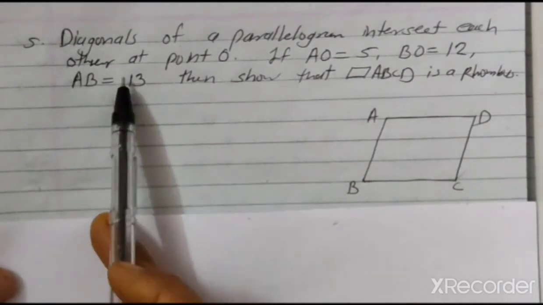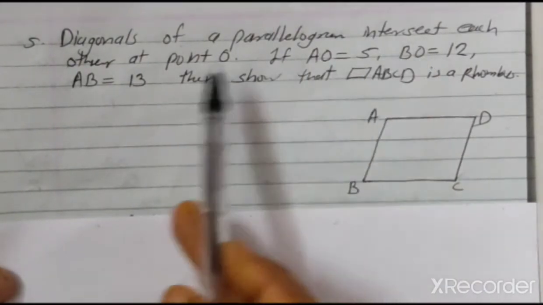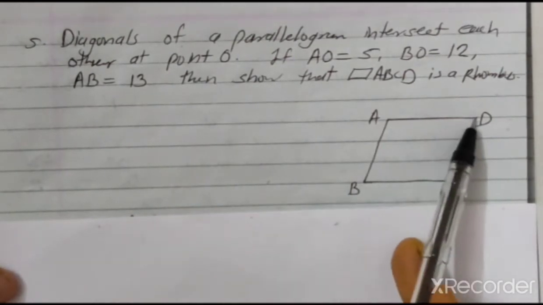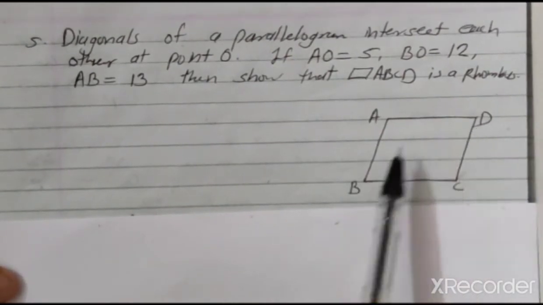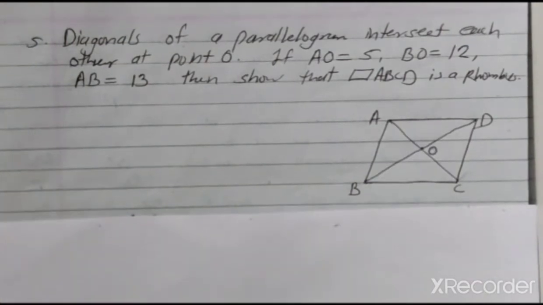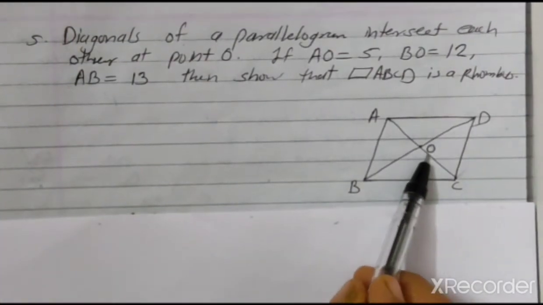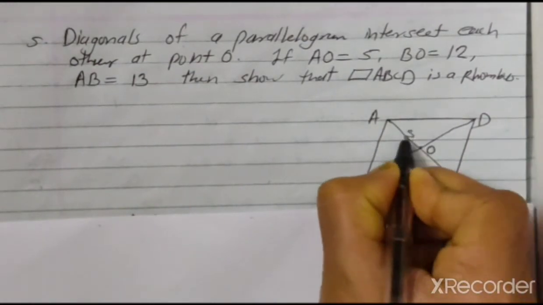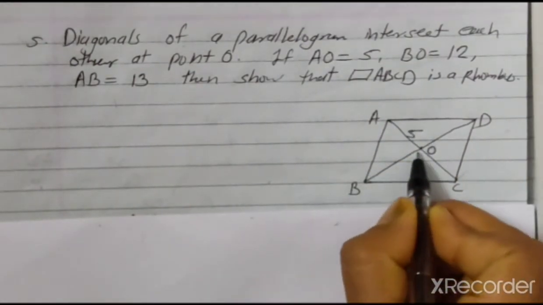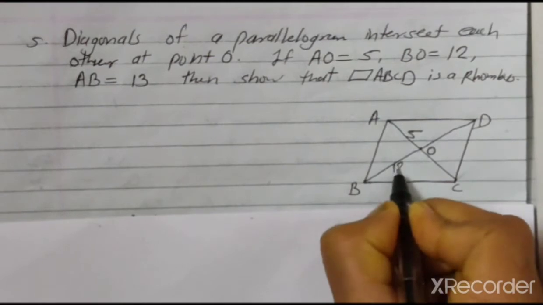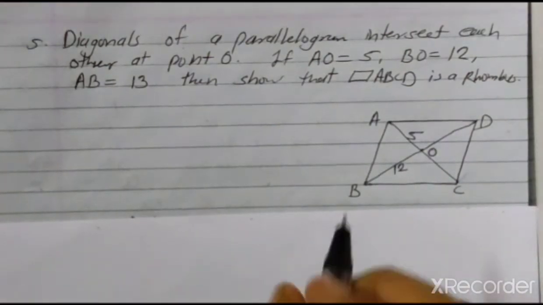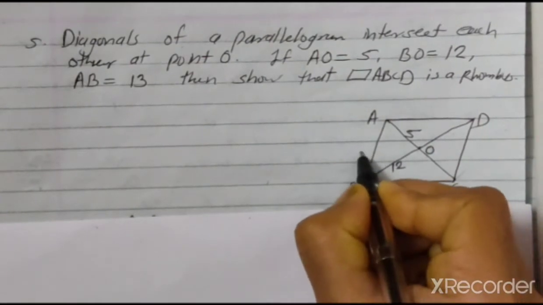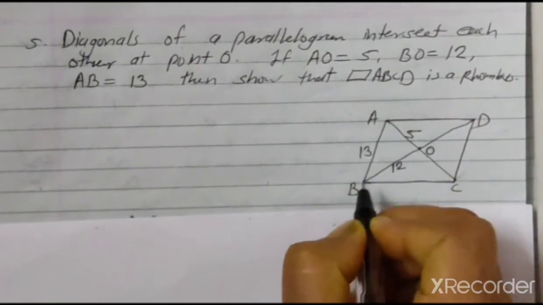Question number 5. Diagonals of a parallelogram intersect each other at point O. Here we require the diagonals of this parallelogram ABCD which intersect at point O. Here the length of OA is given 5 centimeter and the length of BO is also given 12 centimeter. So here also the length of AB, means segment AB, is given 13 centimeter.